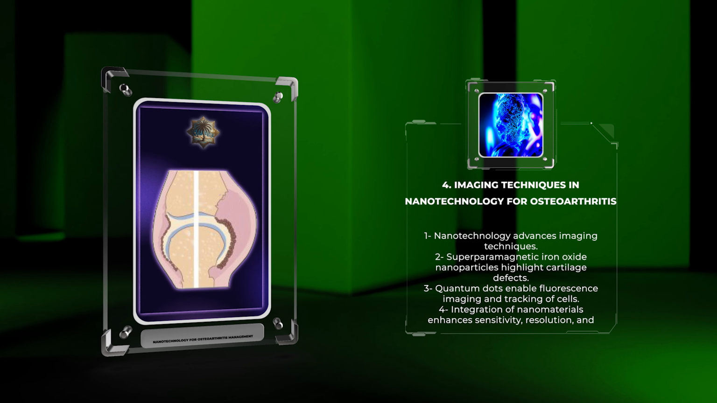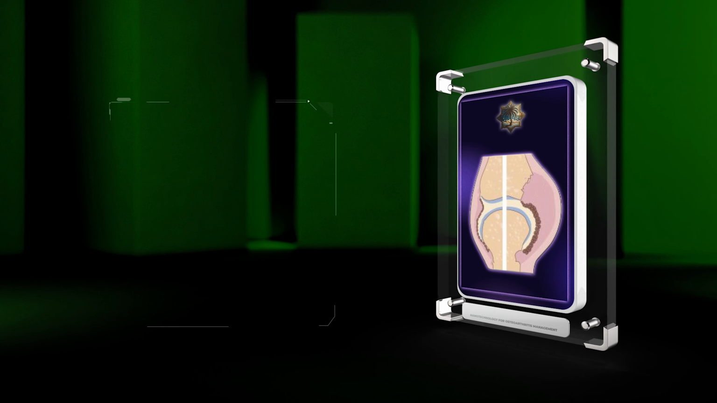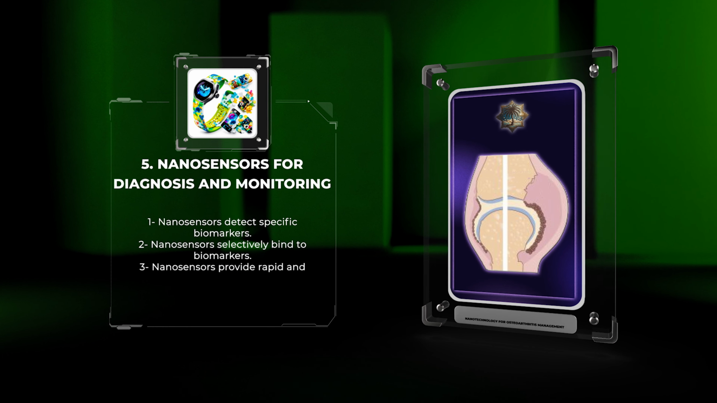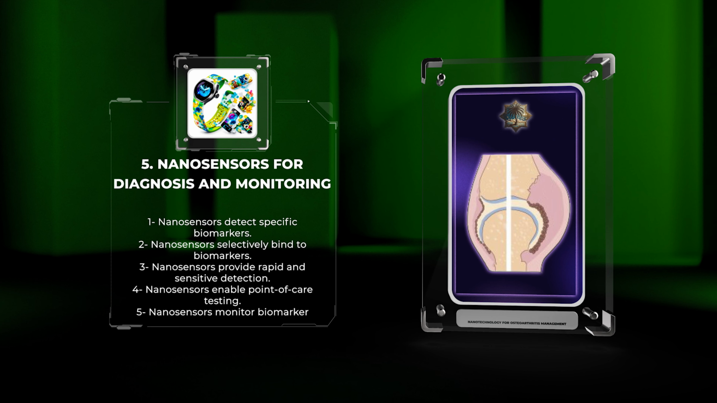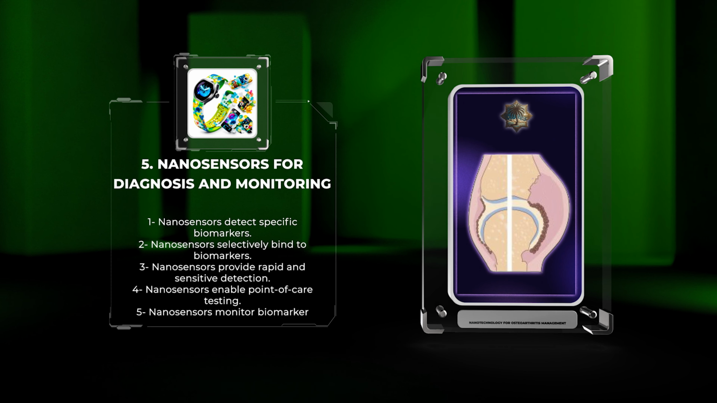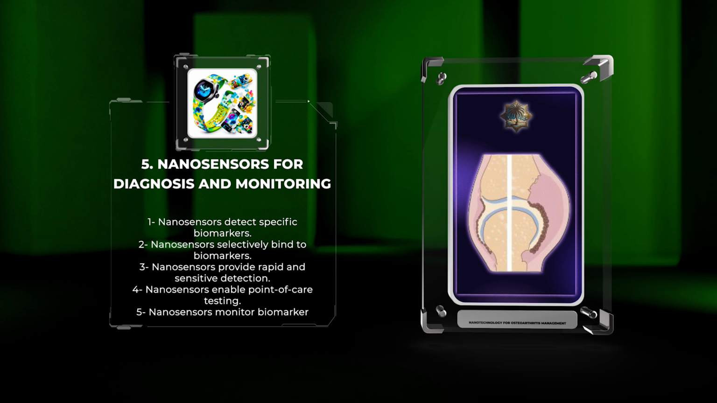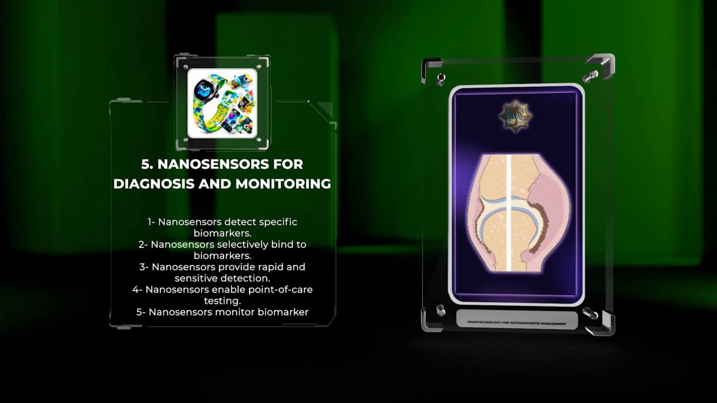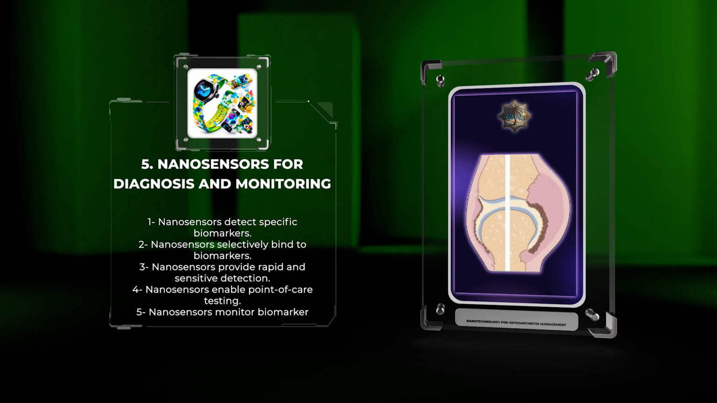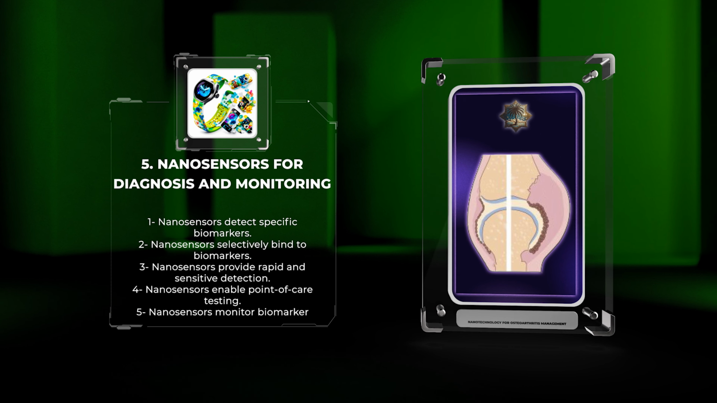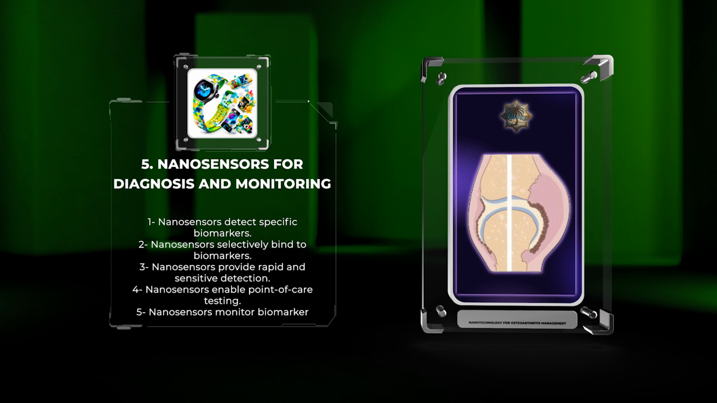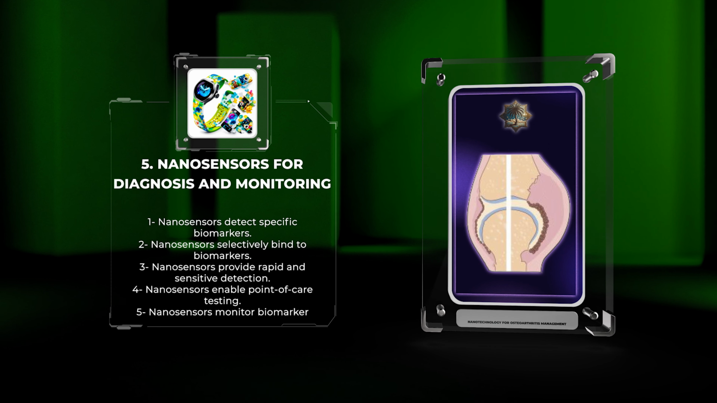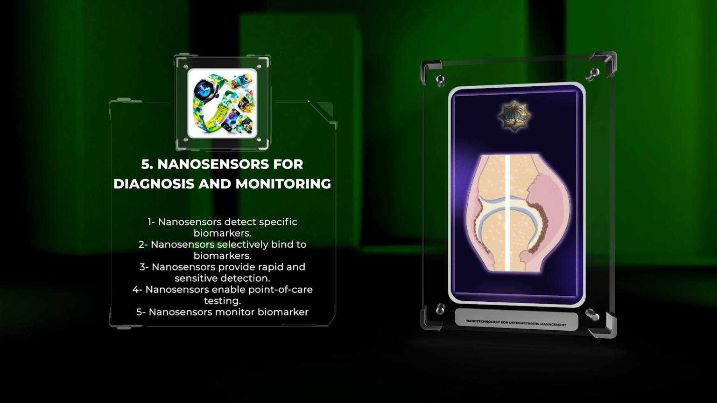The integration of nanomaterials with imaging modalities enhances sensitivity, resolution, and specificity, facilitating early disease detection and improving treatment planning. The development of nanosensors has revolutionized the field of diagnostics, enabling the detection of specific biomarkers associated with osteoarthritis. Nanosensors, often composed of nanomaterials with tailored properties, can selectively bind to biomarkers present in bodily fluids or joint tissues. By employing various detection mechanisms, such as colorimetric, electrochemical, or surface-enhanced Raman spectroscopy, SERS, nanosensors can provide rapid and sensitive detection of disease-related biomolecules.